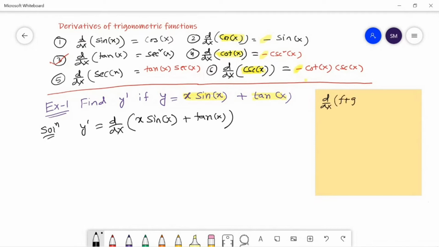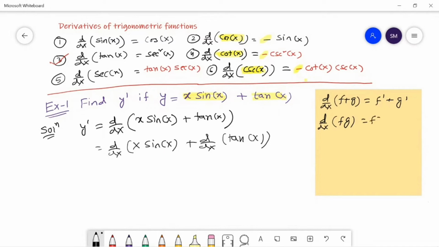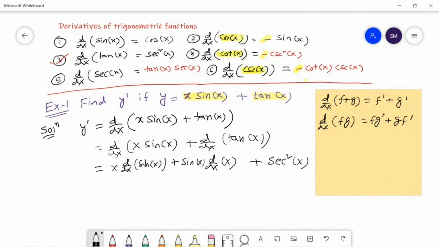Now apply the addition rule, f plus g, is equal to f dash plus g dash. We have the derivative of x sin x and the derivative of tan x. To get the derivative of x sin x, we'll use the product rule, which is f g prime plus g f prime. In this case, x times the derivative of sin x, plus sin x times the derivative of x, plus the derivative of tan x, which from the rule is secant square x. Now the derivative of sin x is cosine x and the derivative of x is 1, which gives finally x cosine x plus sin x plus secant square x.